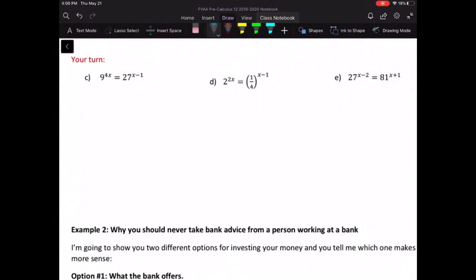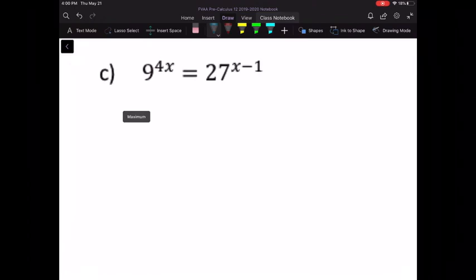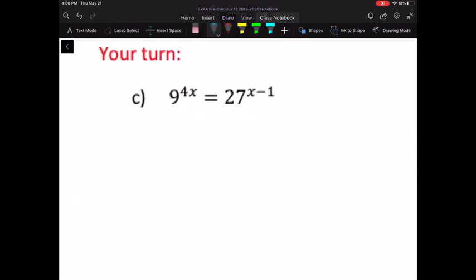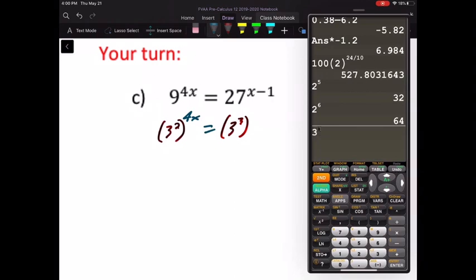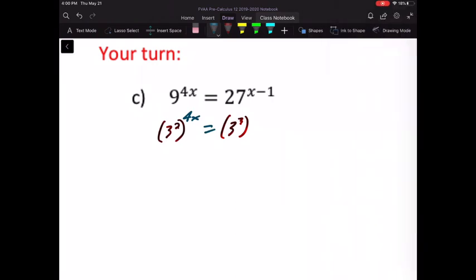All right, hopefully these questions went well for you. All right, C, D, and E. So we're just going to take the same approach that we've been taking. Even though our bases don't match, they're both powers of 3 in this case, right? So I can substitute 3 squared in the place of 9 to the 4x is equal to, and this would be 3 cubed instead of 27, right? If you don't believe me, 3 to the 3, 27. Told you so. And then that's to the power of x minus 1.